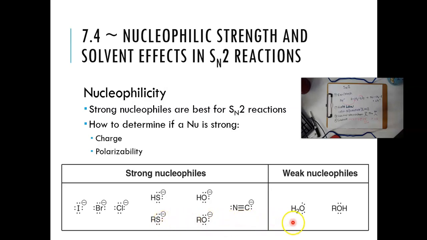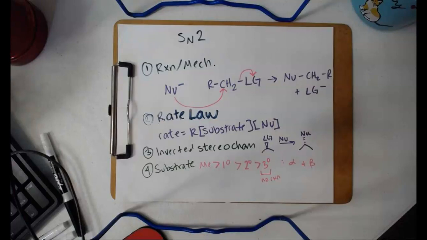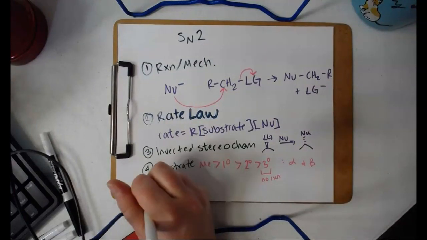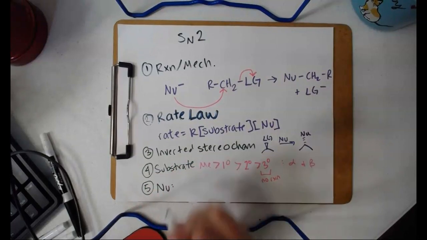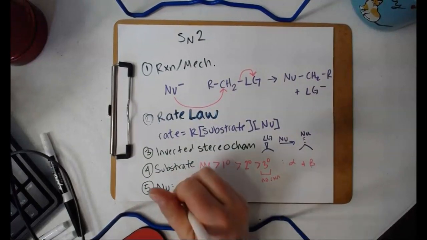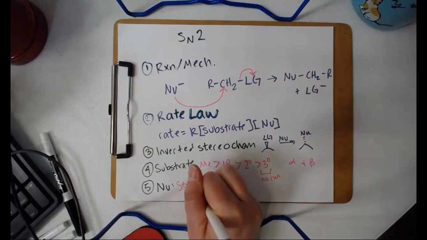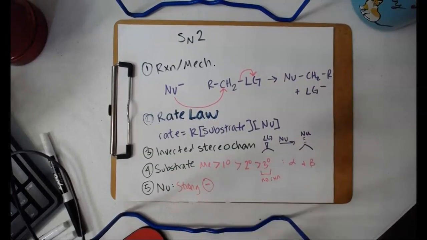Over in our weak nucleophile category are neutral compounds. So for our SN2, we know that we want to have a strong nucleophile. Number 5 here is that we want to have a nucleophile that is strong, which for the most part means that we want to have a negative charge.